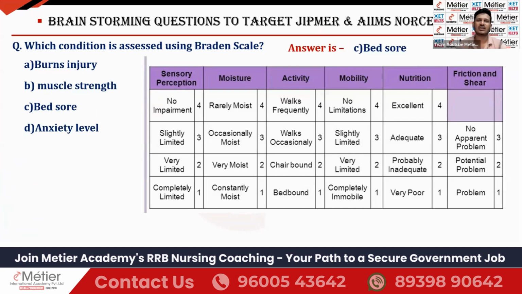See, when you are thinking or talking about bed sore, a few important vital points have to be kept in mind. In the Braden scale, there are 6 factors. What are they? Here you can see sensory perception, moisture, activity, mobility, nutrition, friction and shear. So how many factors are there? 6 factors are there. Okay.